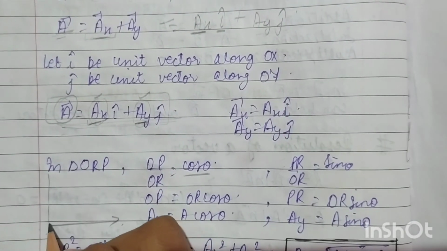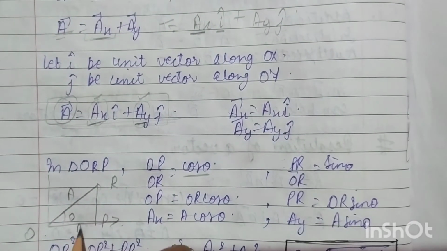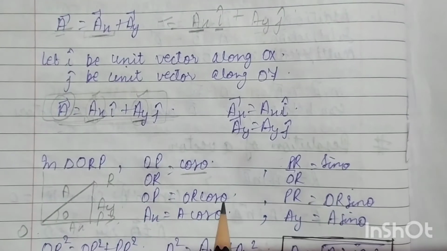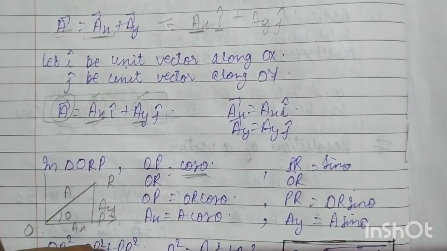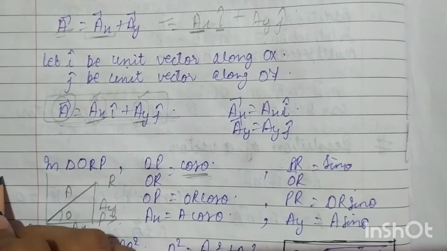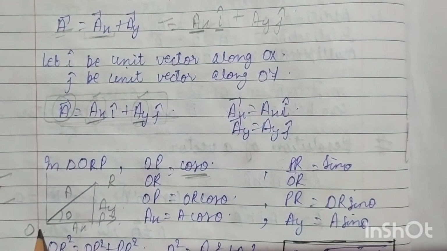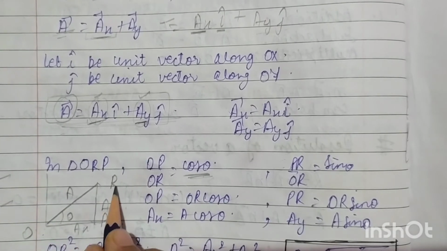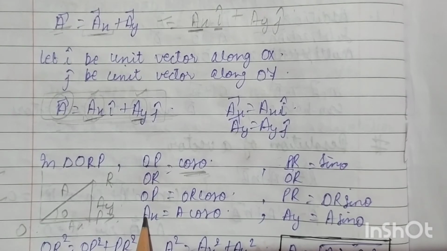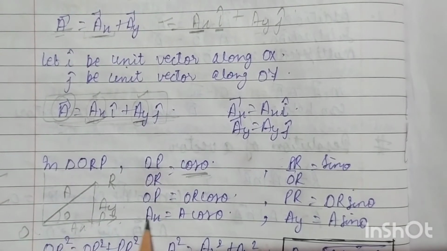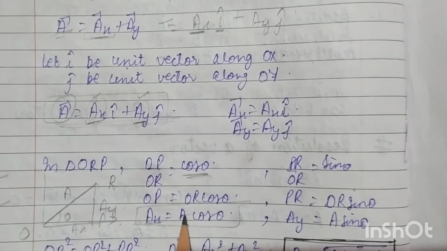Let me make this triangle here. This is the triangle OR, and here we have P, and this is theta, this is AX, and this is AY. What we have to find is cos theta. Cos theta, you already know, is base upon hypotenuse. The base is OP and the hypotenuse is OR. OP is AX and OR is A. After putting the values you get this equation, AX is equal to A cos theta.